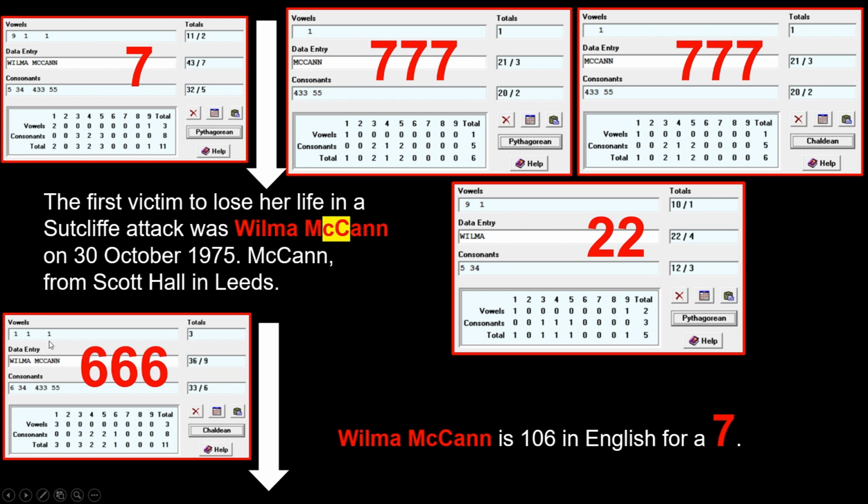And also, moving down here, on the bottom left, we've got Wilma McCann, 36 in Chaldean, for a 3 6s for 666. And what does Wilma McCann add up to in English? Well, it adds up to 106. Ignoring the 0, 1 plus 6 for a 7. So one of the biggest coded names I've seen so far.